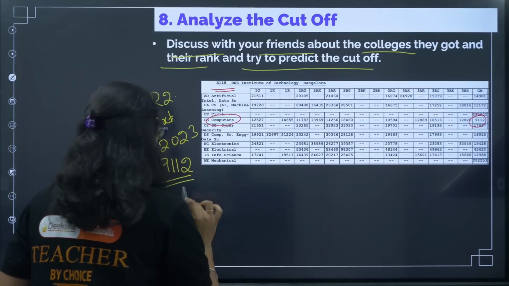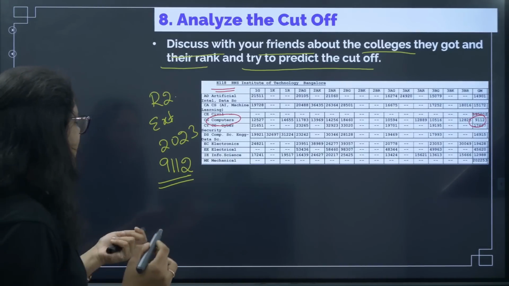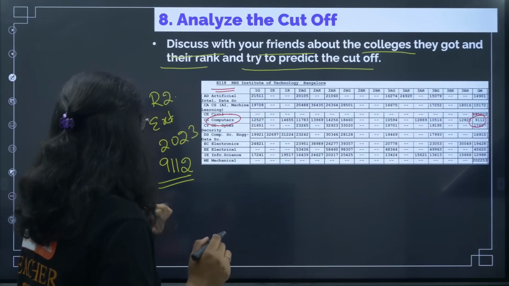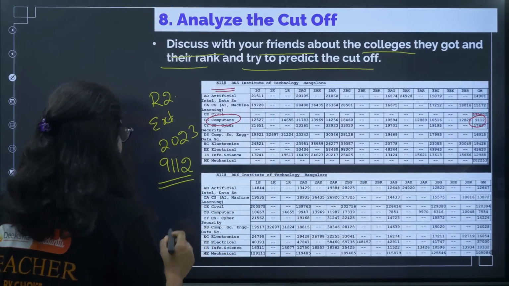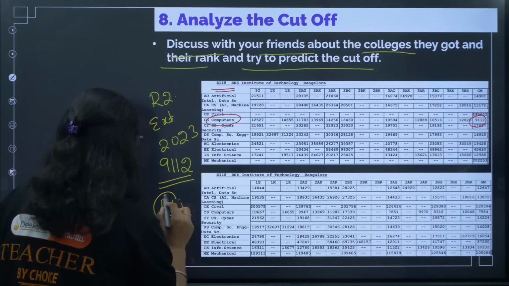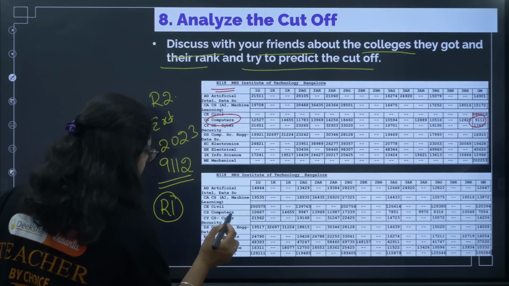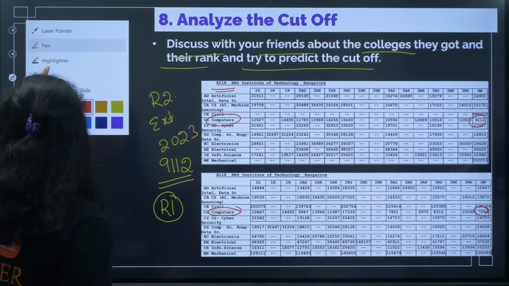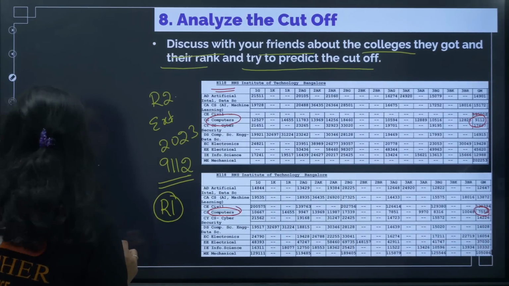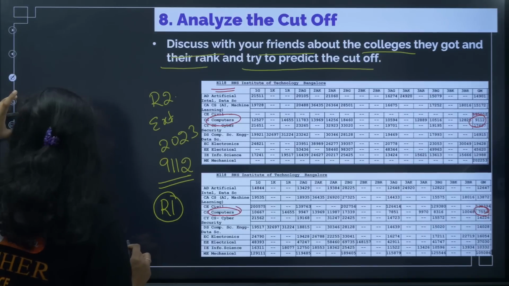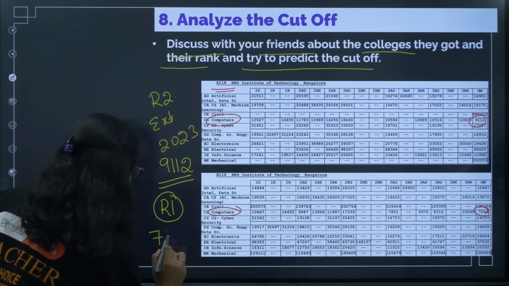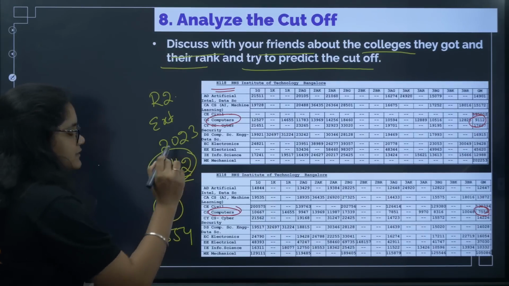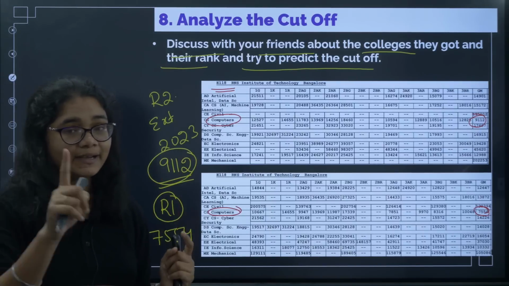Now I have got a student whose rank in this exam was, I'll show you. This one is the round 1 cutoff. For round 1, for computer science, the cutoff was 7554. I'll write it for you, it may not be visible. Yes, it is 7554. So in round 1 it was 7554, in the last round it was 9000 something for RNS in 2023.